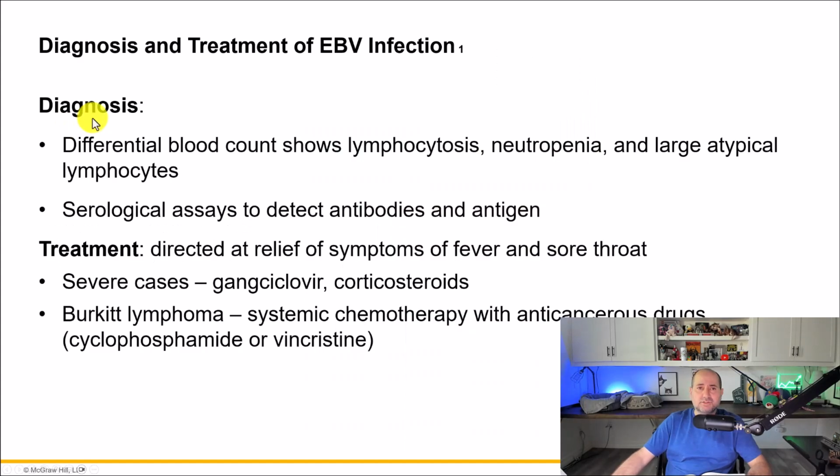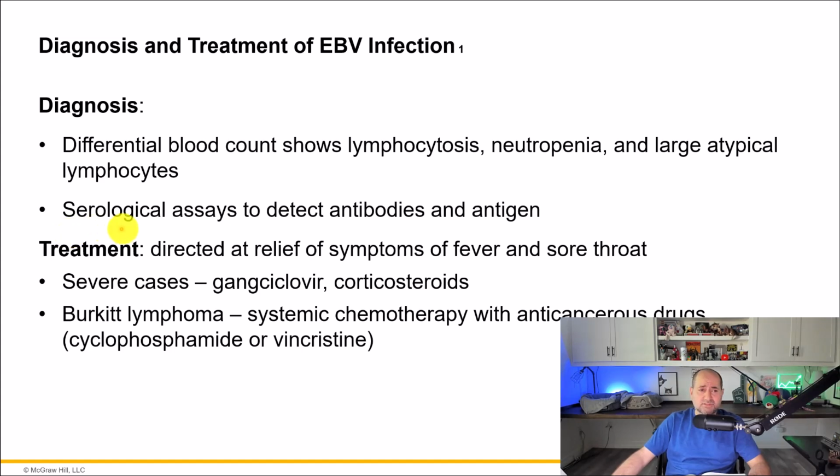Now, the way we diagnose EBV is by looking at blood counts. You know how you have different types of blood cells? If you have lymphocytosis, that means you have more lymphocytes in the blood than usual. If you have neutropenia, that means you have fewer neutrophils in the blood than is usual. And you could even look for large atypical lymphocytes as well. The presence of these types of cells and counts is indicative of the disease.